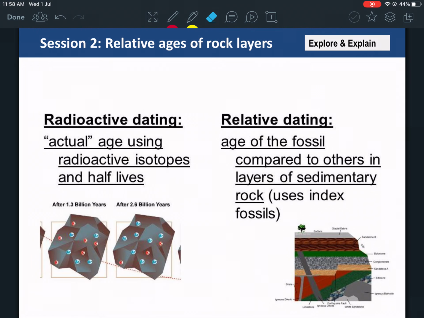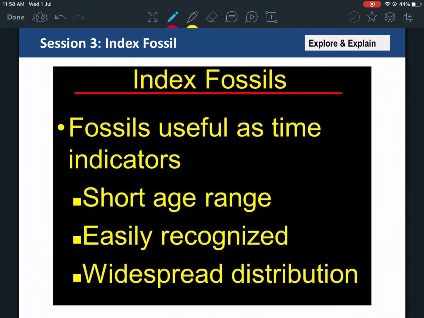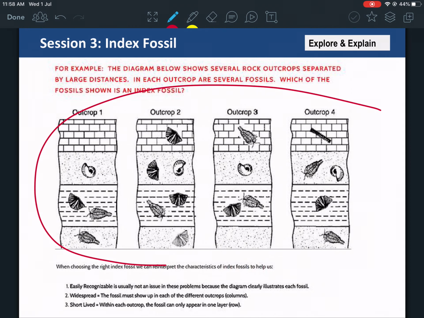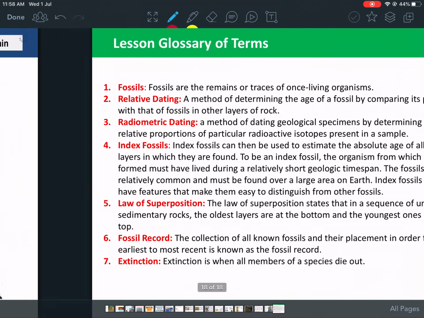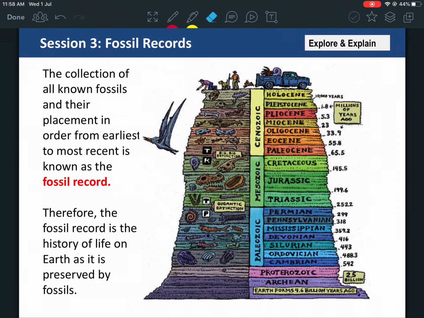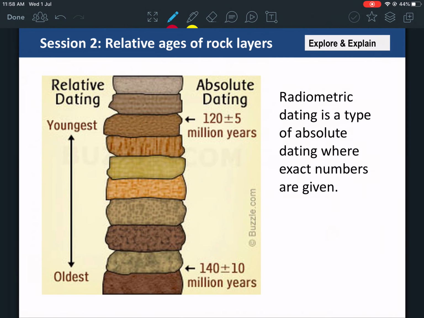Good morning, everyone. So today we're going to learn about the difference between radioactive and relative dating. Okay, and we're going to know what dating actually means. And we're going to learn about what an index fossil is and how we can find an index fossil in a set. Okay, and then we're going to learn about what the fossil record is. So it's only three things. Okay, let's start here.